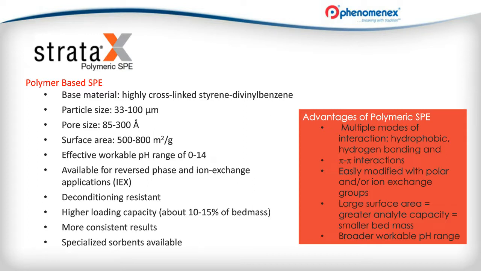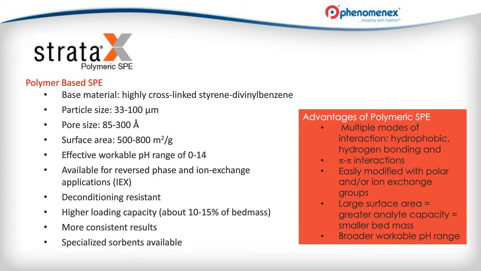It has a higher loading capacity, about 10 to 15% of the sorbent bed mass is a general loading capacity, whereas silica has a lower surface area. It's about 5%. And all of our polymer materials are a styrene divinylbenzene that are then effectively bonded with, whether it's an ion exchange resin or additional hydrogen bonding and vinyl pyrrolidone ligand.